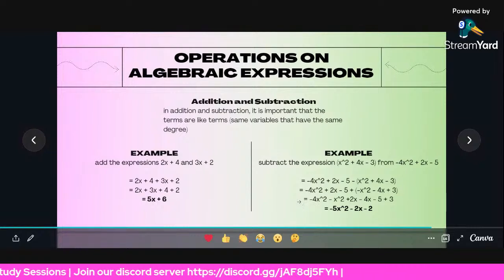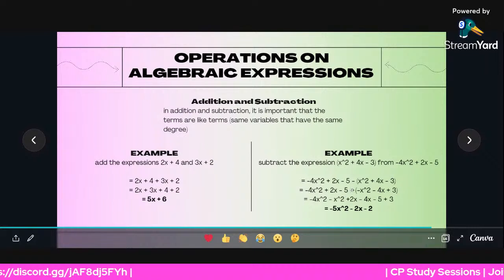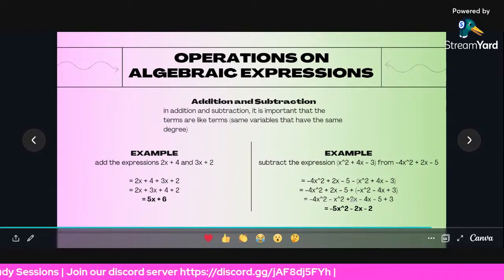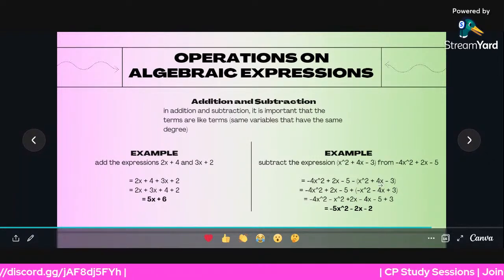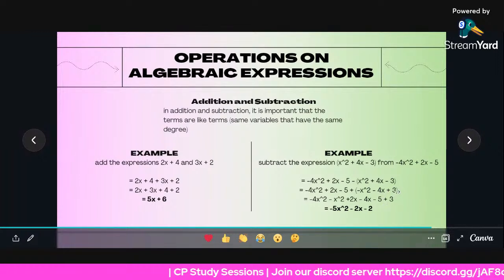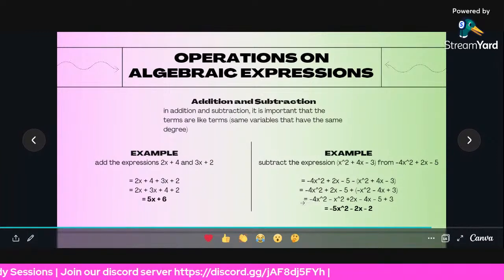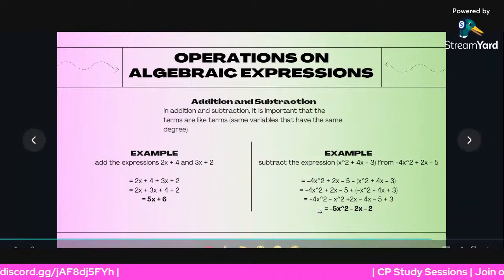So, dito, we have negative 4x squared minus x squared, which is galing dito sa nasa loob ng parenthesis. Then, next, we have positive 2x minus 4x. And yung 4x galing ulit dun sa nasa parenthesis kanina. Then, negative 5 plus 3. Then, yung 3 galing dun sa loob ng parenthesis kanina. So, combining like terms, negative 4x squared minus x squared is equal to negative 5x squared.